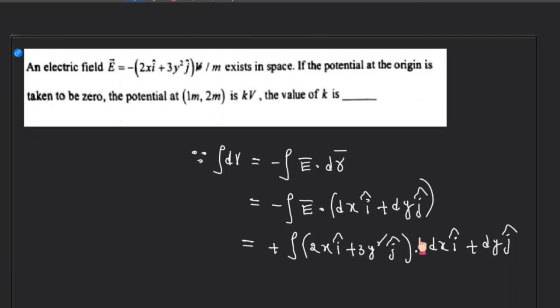I think that's clear. Now what you have to do is, before integration, do the dot product. You could say this is nothing but 2x dx plus 3y square dy. So the limits are changing from 0 to 1 here, and limits are changing from 0 to 2 here. Substitute everything, you will get the answer, right? Clear? And this is the one formula that you have to keep in mind in order to solve this problem.